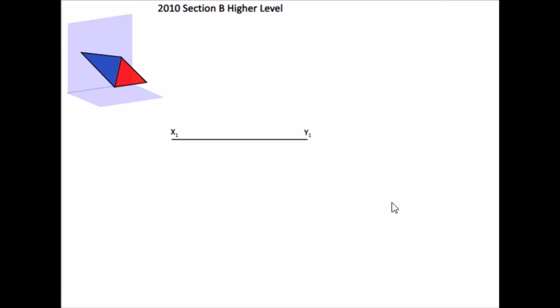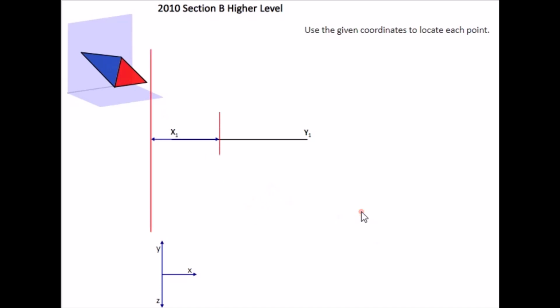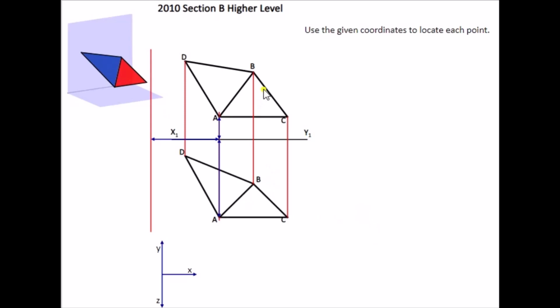Now this here is a higher level question again from 2010. This question is a relatively easy question because we have two triangular shapes here. We have a blue triangle and a red triangle, but in this question we're actually given the line of intersection, so we do not need to find this line of intersection.